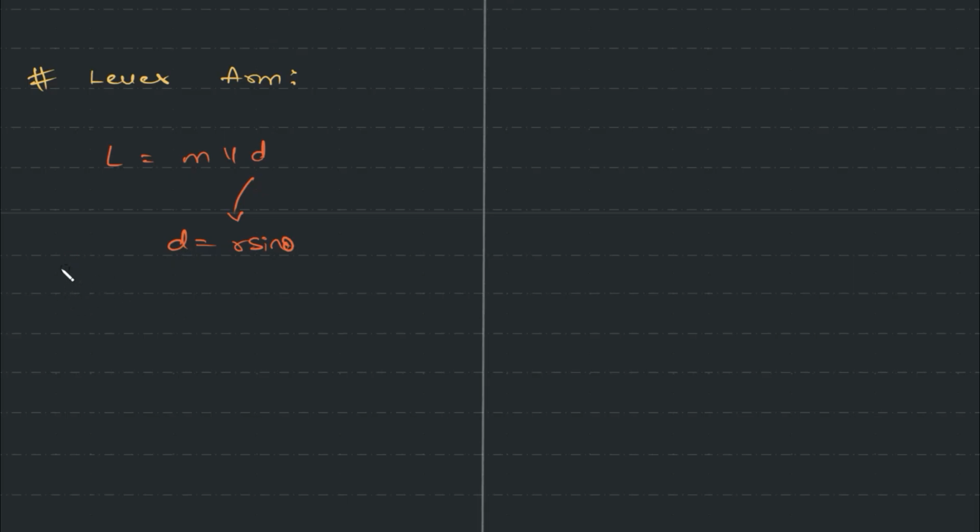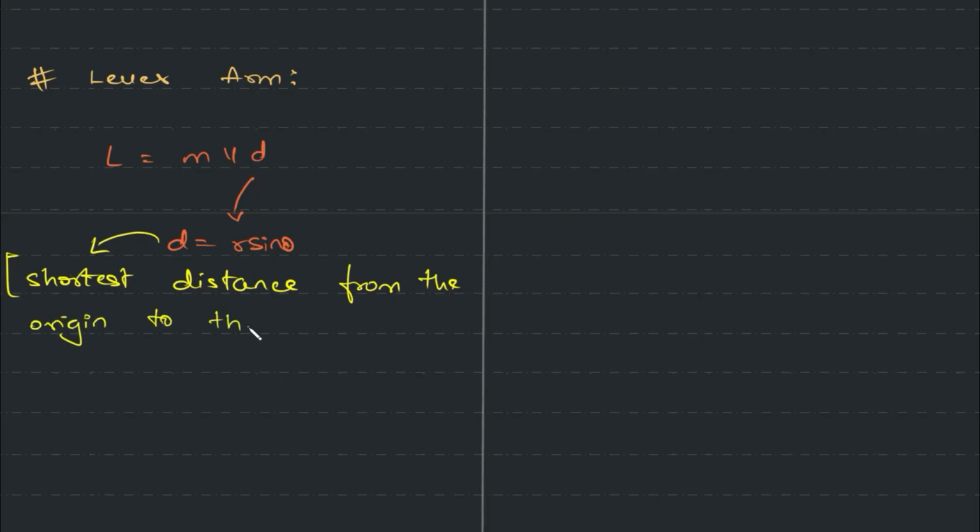So this is the shortest distance, this as in d is the shortest distance. Again, I hope you guys go back to your few pages and have a look. From the origin to the particle's velocity vector.